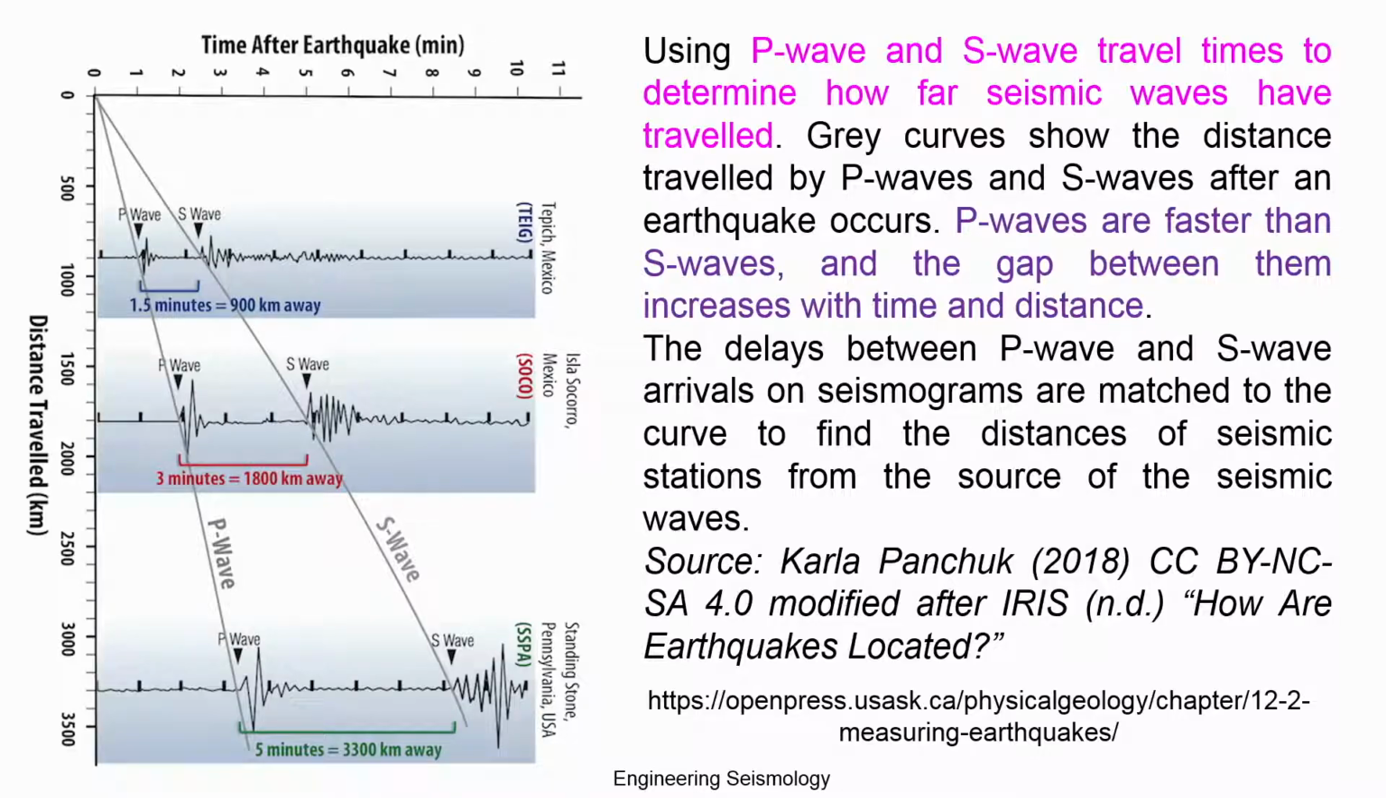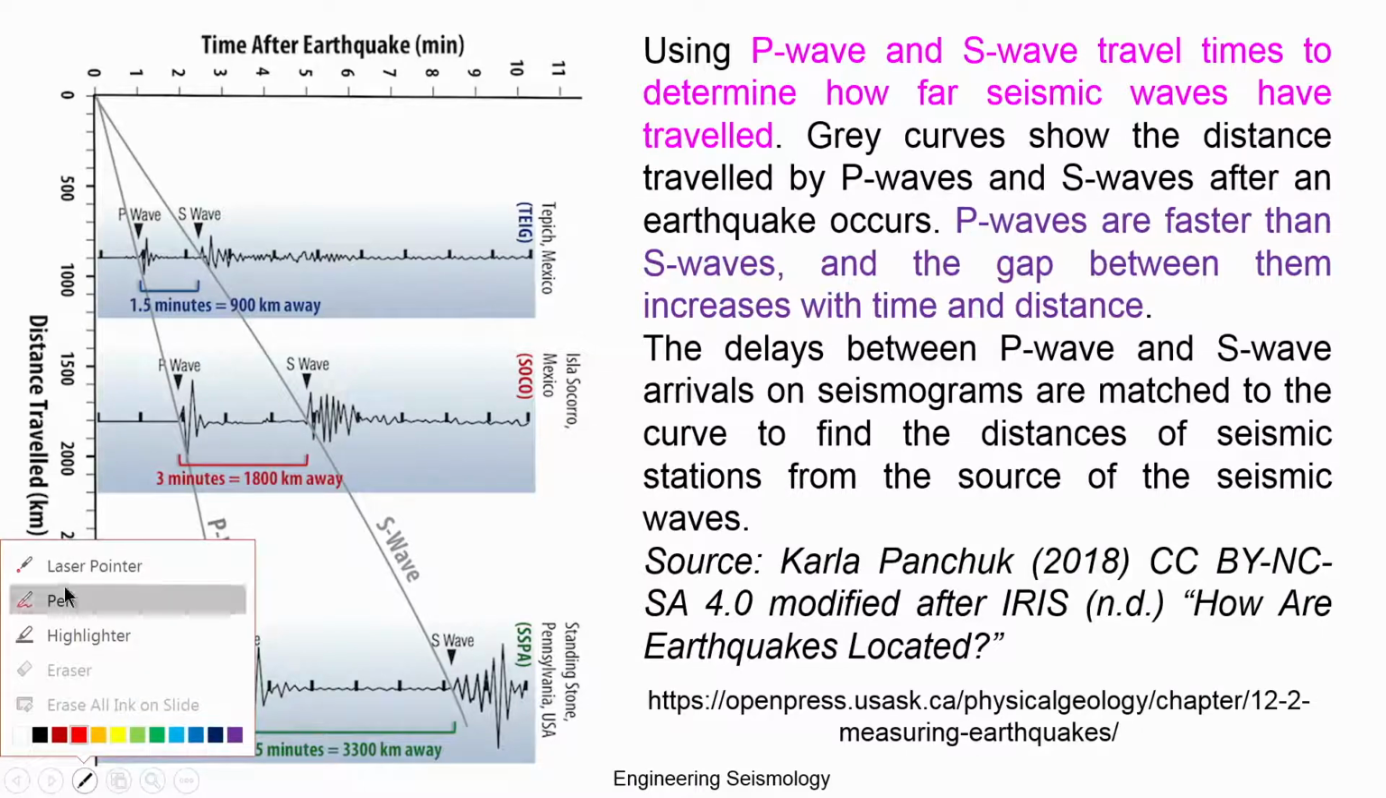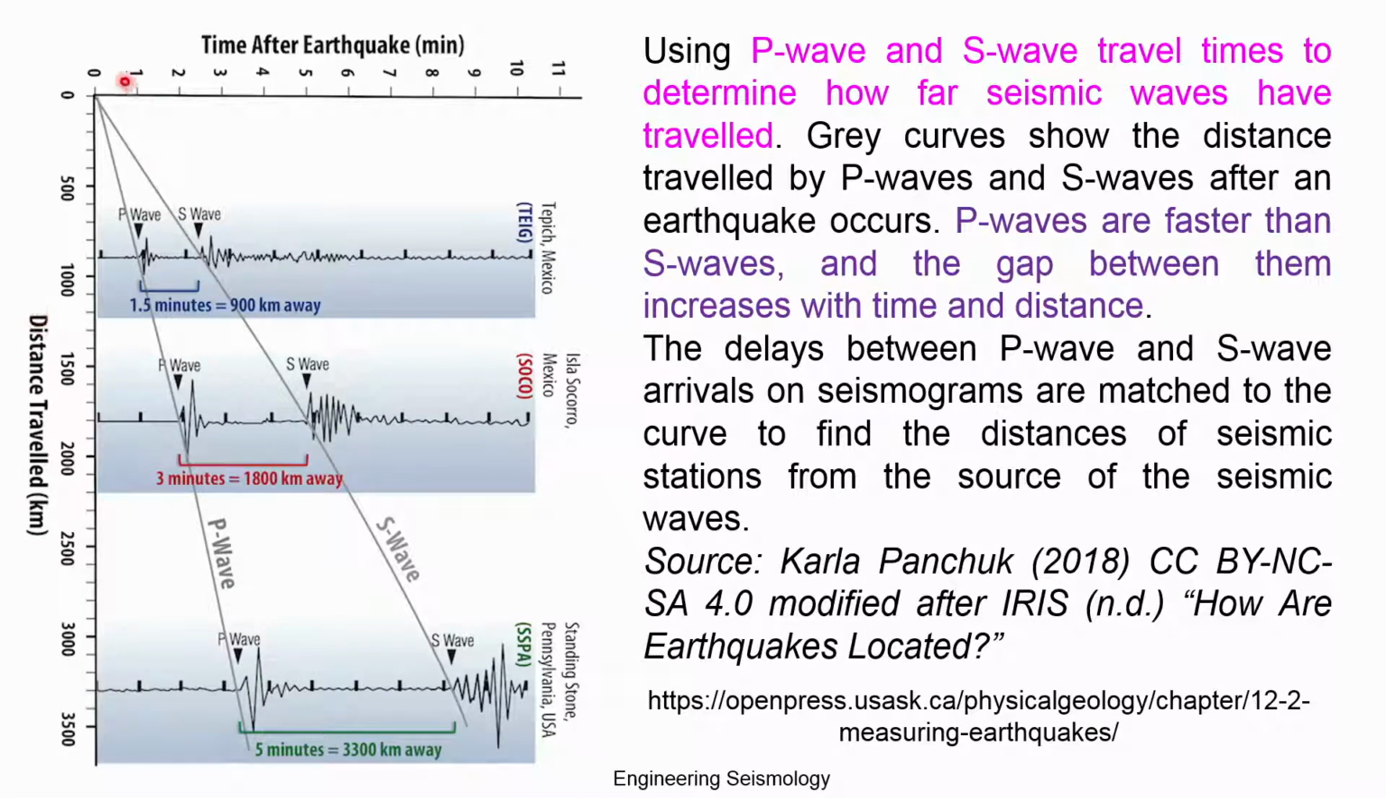We are going to see how the P and S waves at these three stations change with distance. If you look at this picture very carefully, this is the earthquake record recorded at different places. This is the distance in kilometers, this is the origin of the earthquake, and this is the time after the earthquake in minutes.